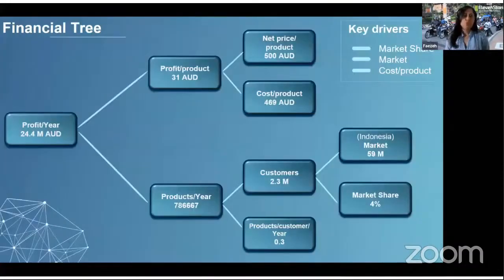We are planning to target 4% of our beachhead market, which is nearly 2 million customers. We expect a profit of around 24 million Australian dollars per year. Our main key drivers are market share, market size, and cost of the product.